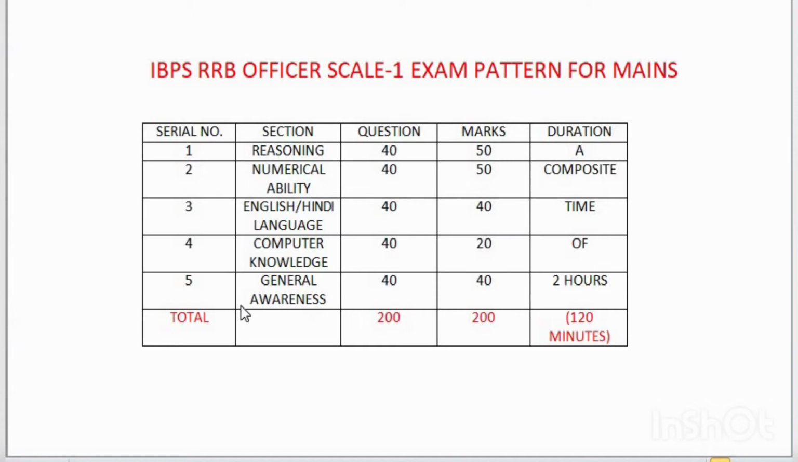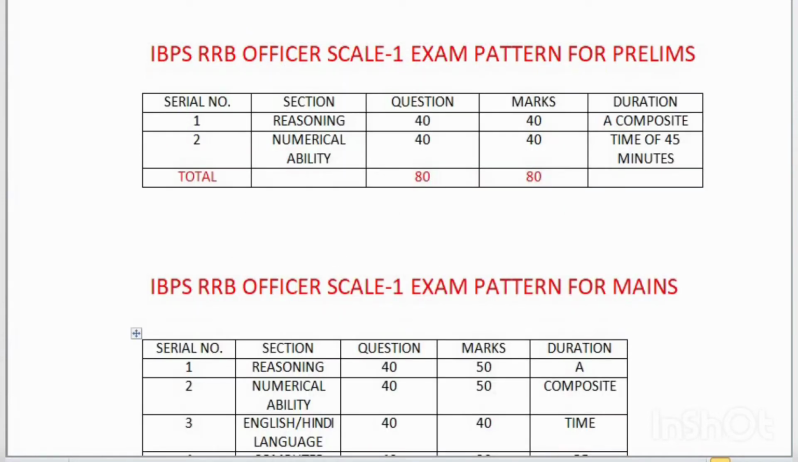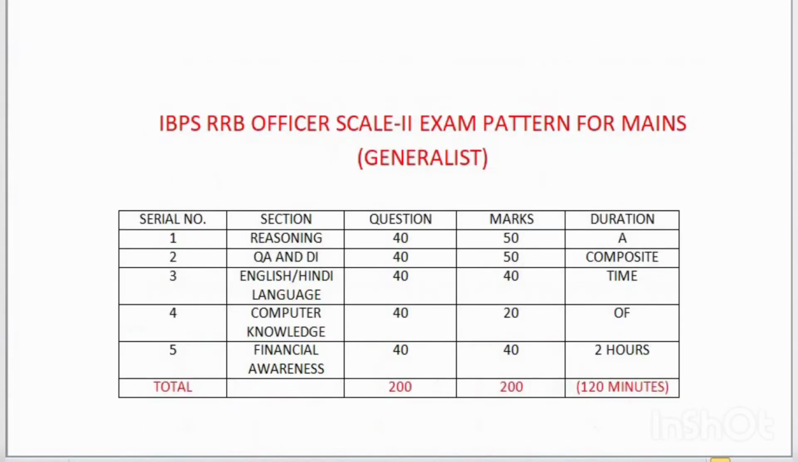There are 5 sections in the case of mains. A total of 120 minutes or 2 hours will be given to you. So you have to complete these 5 sections within that time limit. A total of 200 questions of 200 marks will be there. So this is the overall exam pattern for RRB Officer Scale 1 prelims and mains.